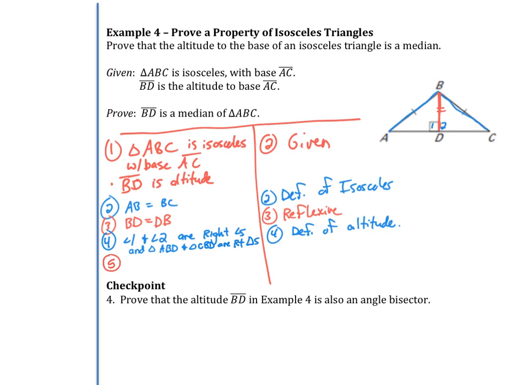Step 5. We have 2 triangles here. We have a red triangle on the right and a blue triangle on the left. Those 2 triangles are congruent because in a right triangle, there's a hypotenuse and a leg. So we would say triangle ABD is congruent to triangle CBD, by the HL theorem, the hypotenuse leg theorem.